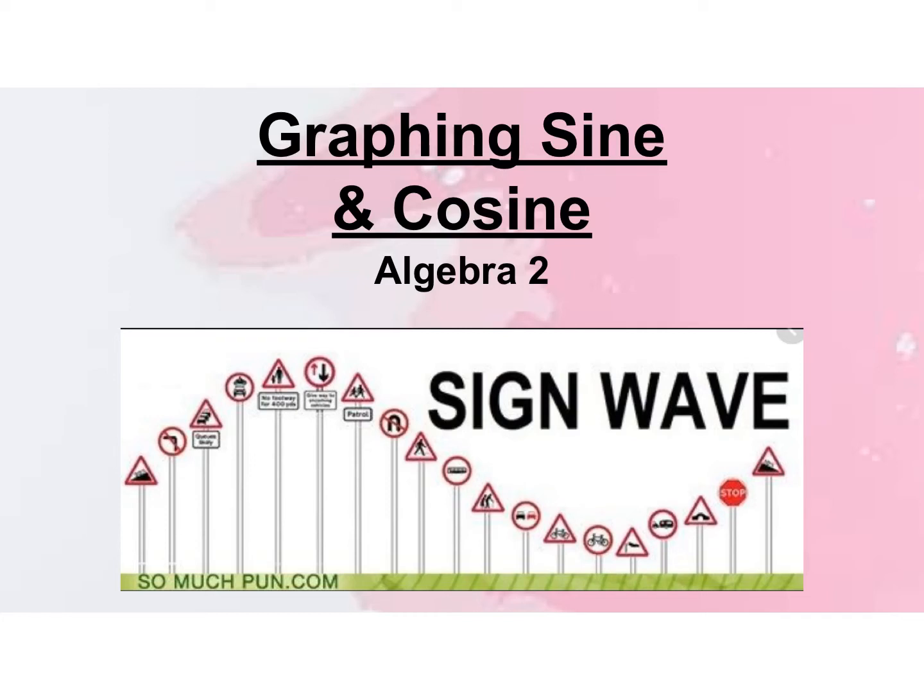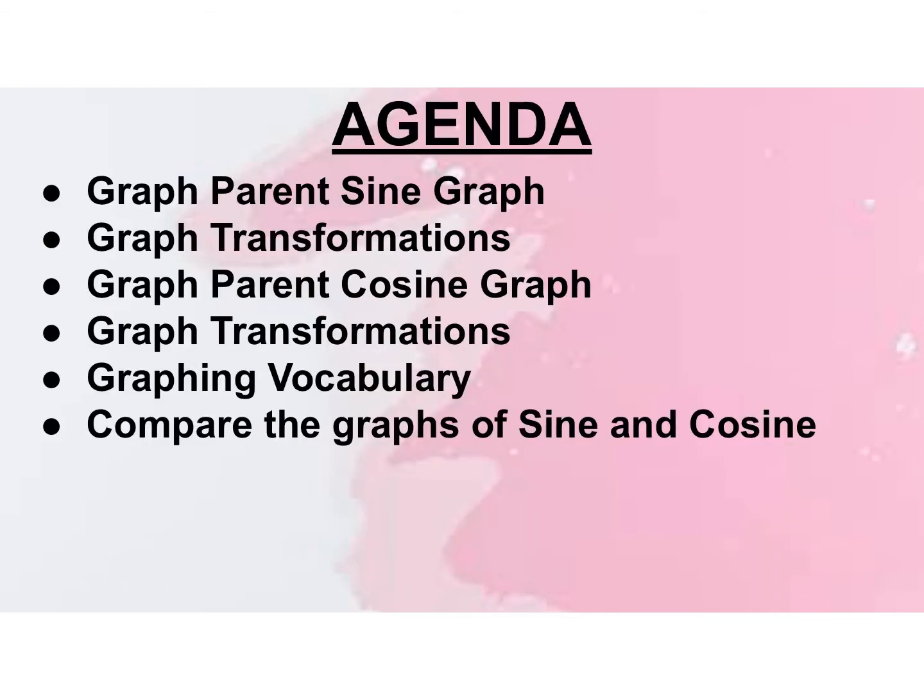Let's learn how to graph sine and cosine. Here we have a sine wave. You'll see what I mean. On our agenda, we're going to graph the parent of the sine graph along with its transformations, the parent graph of the cosine graph with its transformations. There's lots of new graphing vocabulary, and we'll compare the graphs of sine and cosine.